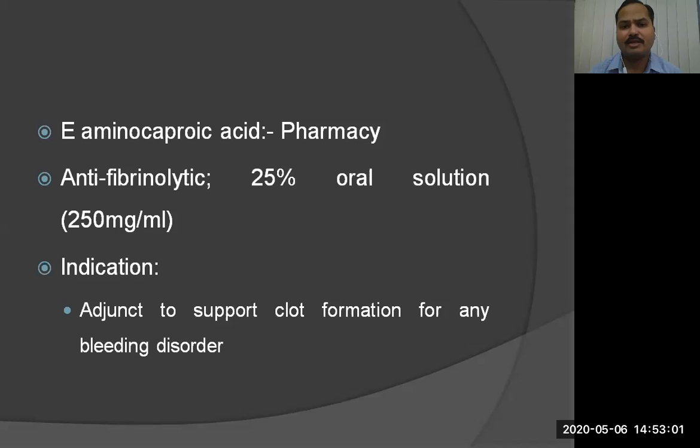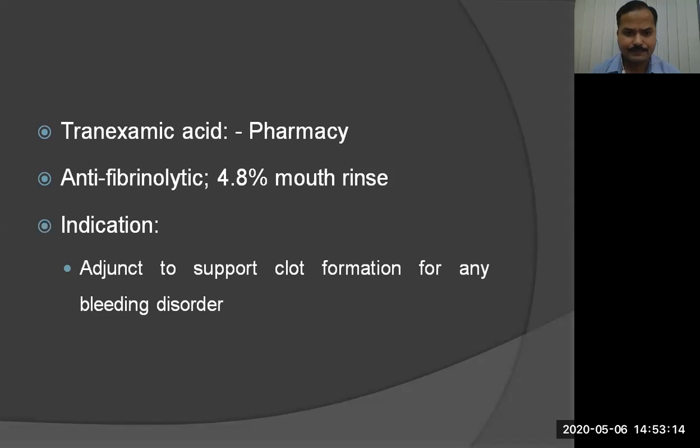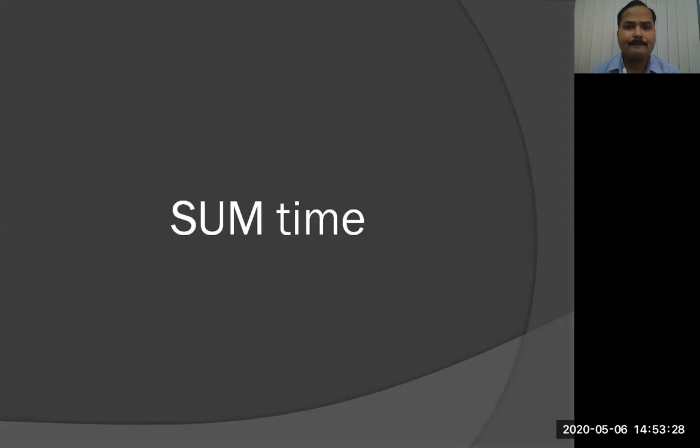Then epsilon amino caproic acid, which is available in pharmacy. It is antifibrinolytic, and 25% oral solution is available. It is given as an adjunct to support clot formation for any of the bleeding disorders. Tranexamic acid, available in pharmacy, is also antifibrinolytic, 4.8% mouth rinse, and it is also given as an adjunct to support clot formation for any of the bleeding disorders.